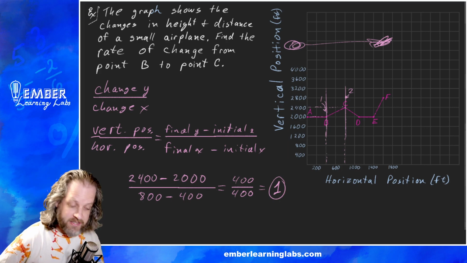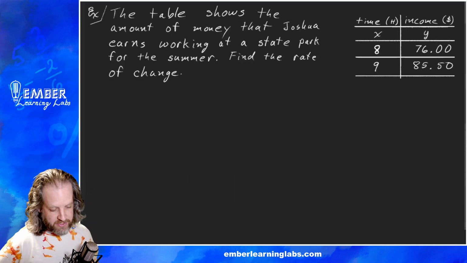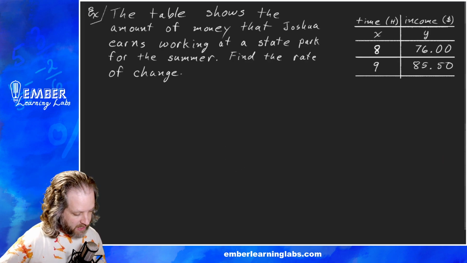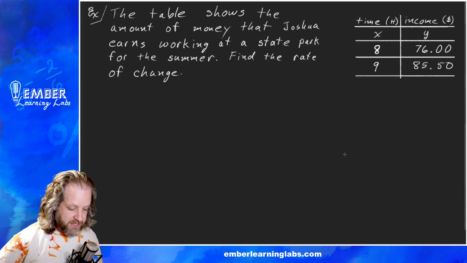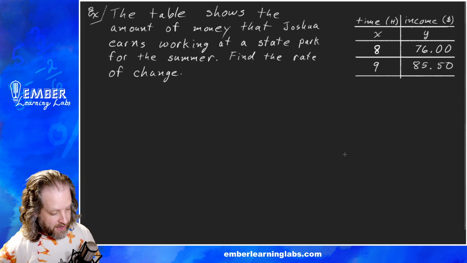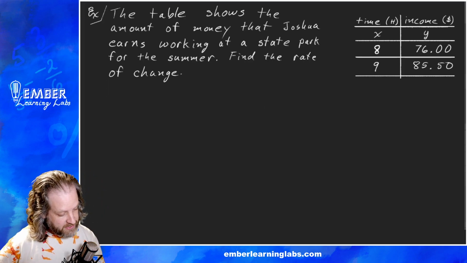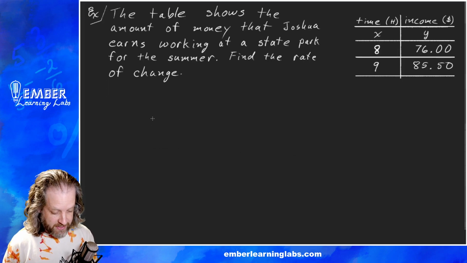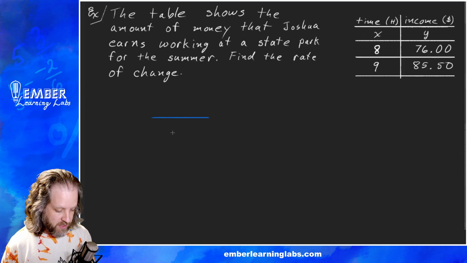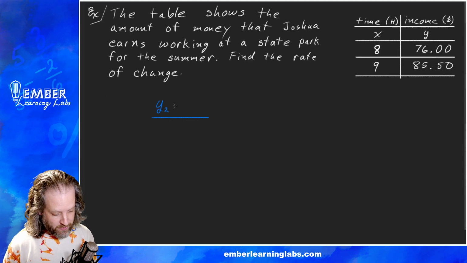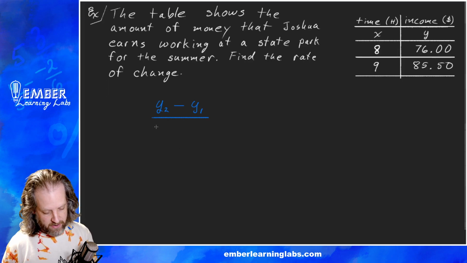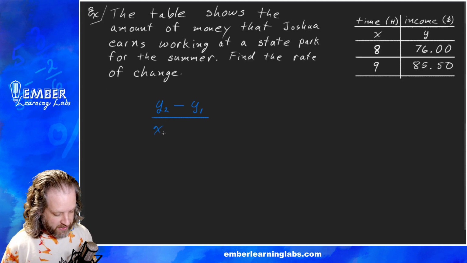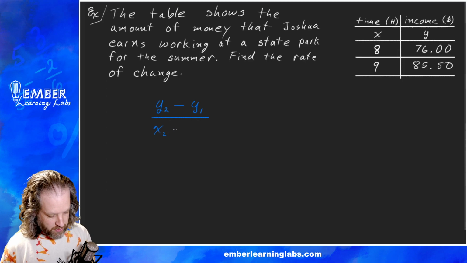Let's look at something that doesn't have a graph. What about one with a table? The table shows the amount of money that Joshua earns working at a state park for the summer. We're going to find the rate of change here using the same sort of formula. I'm going to write this: our y2, the final y, minus our first y, same as before, over the change in x, x2 minus x1.